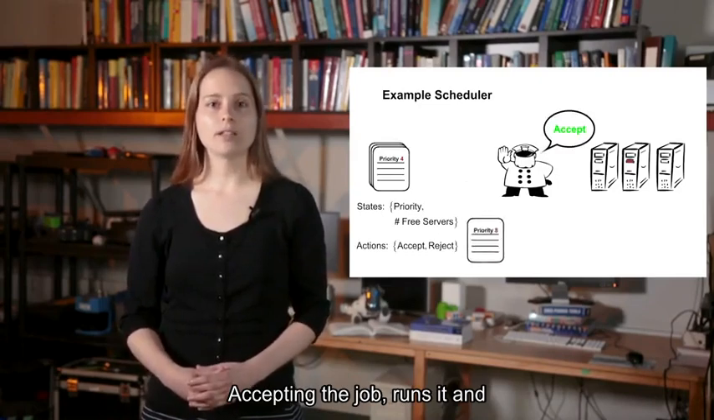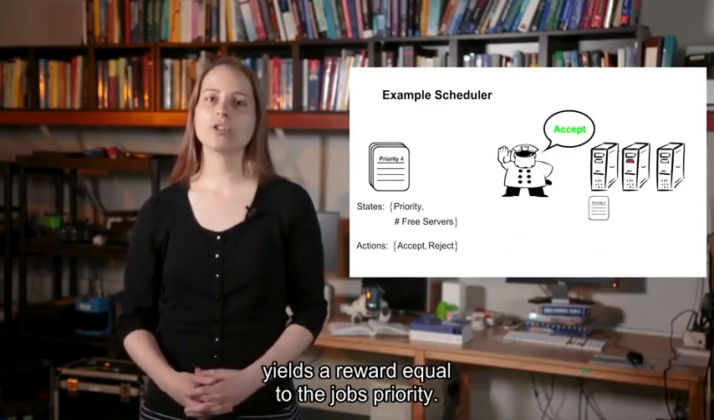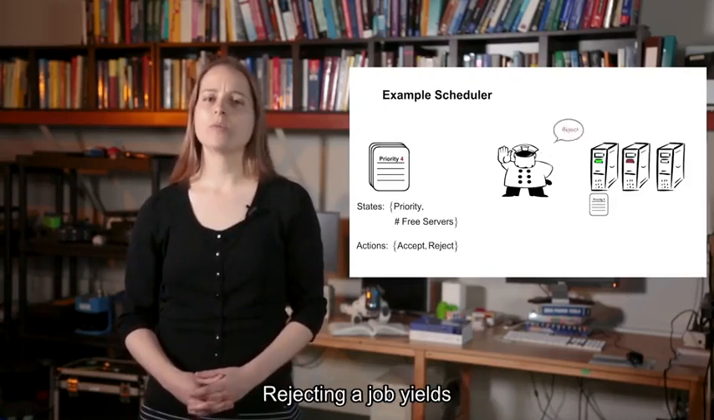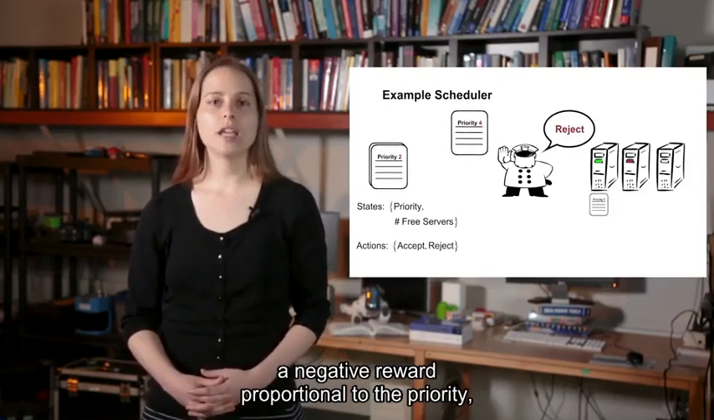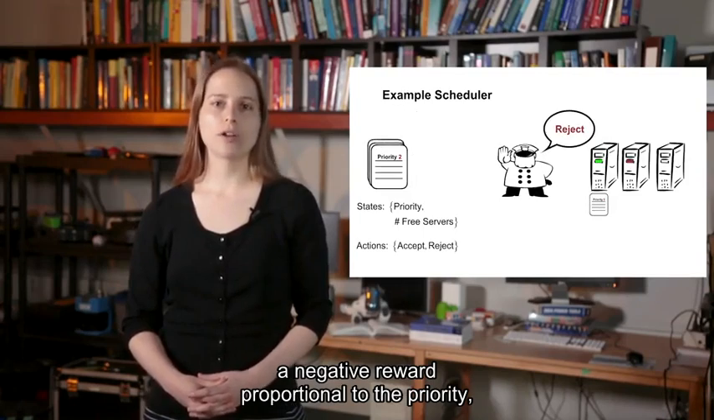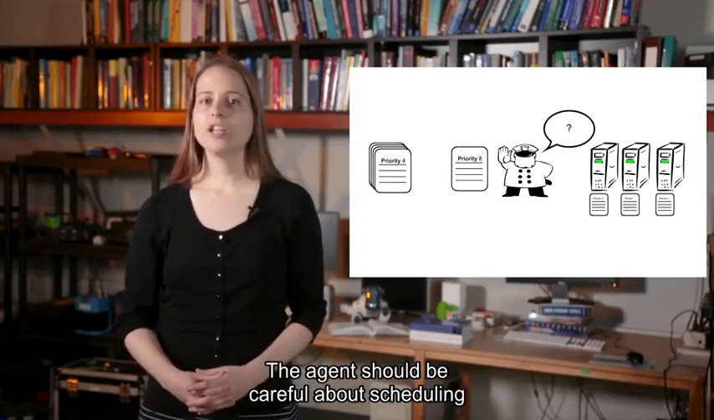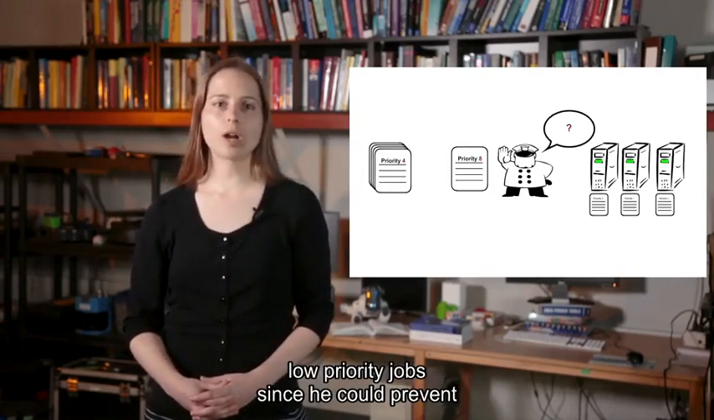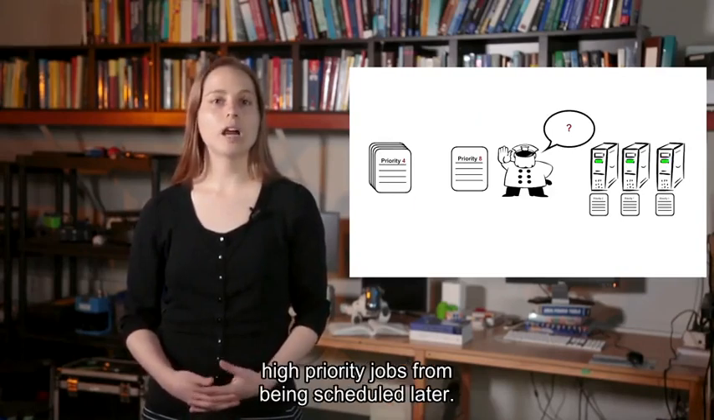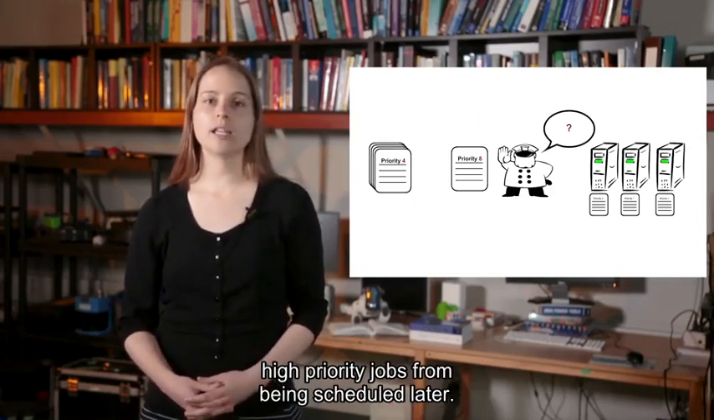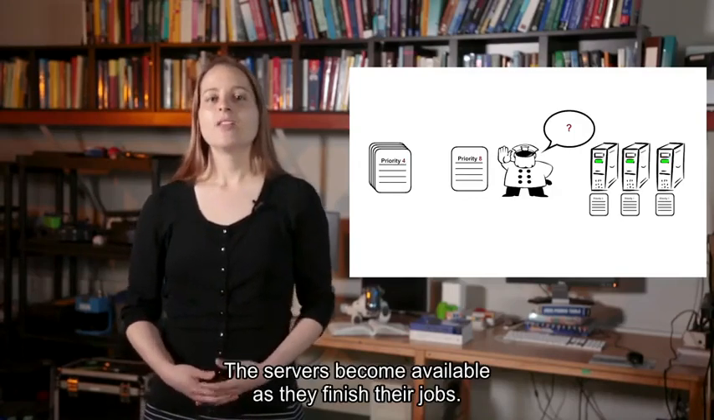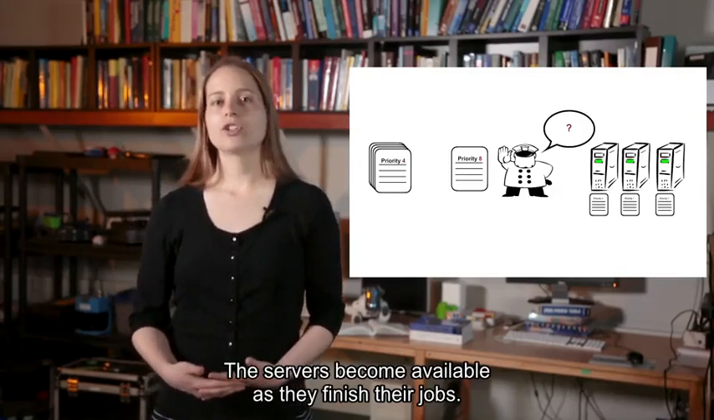Accepting the job runs it and yields a reward equal to the job's priority. Rejecting a job yields a negative reward proportional to the priority and sends the job to the back of the queue. The agent should be careful about scheduling low priority jobs since it could prevent high priority jobs from being scheduled later. The servers become available as they finish their jobs.